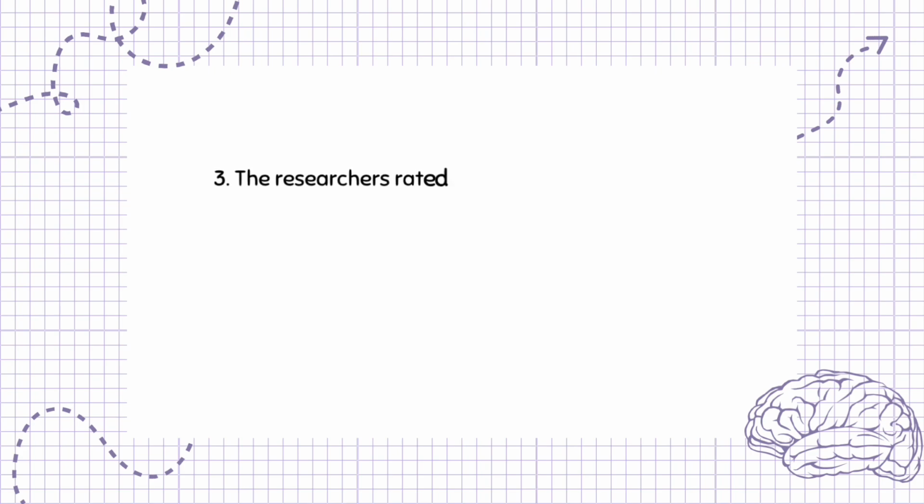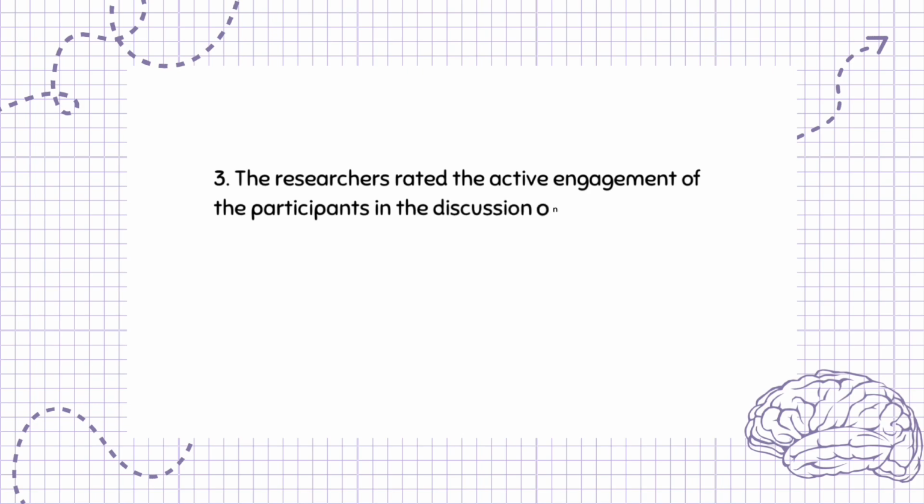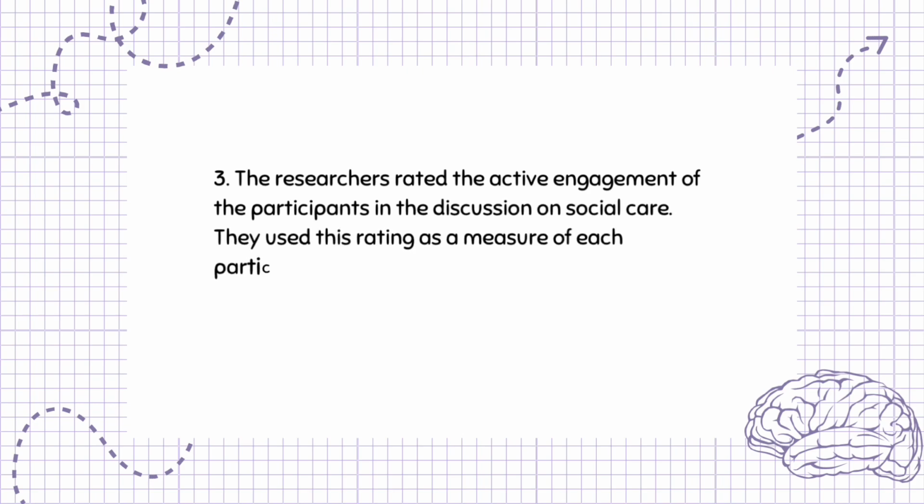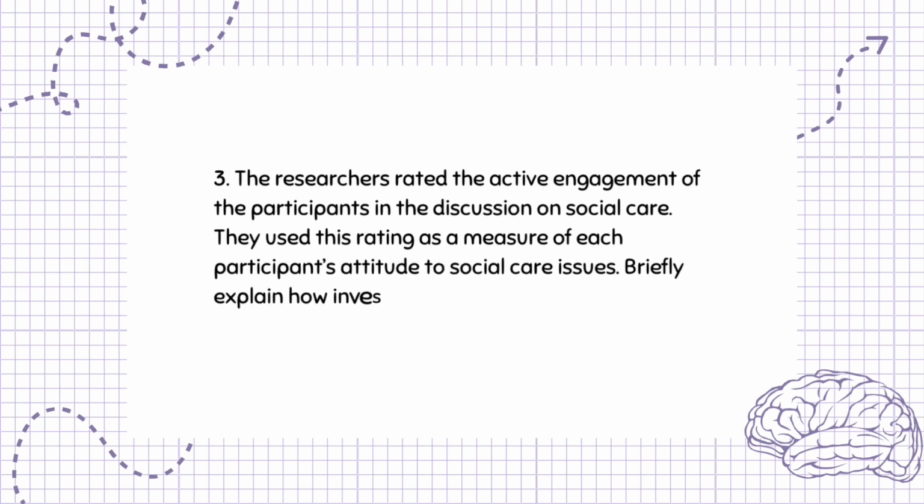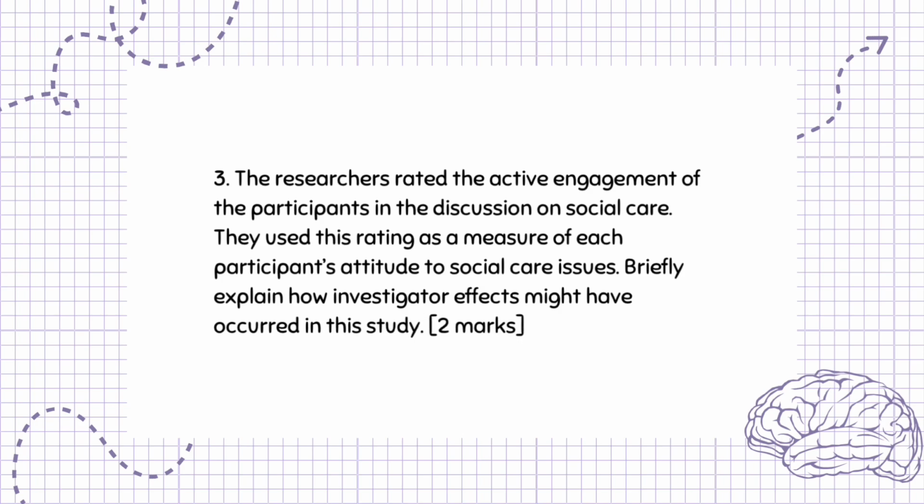Question 3. The researchers rated the active engagement of the participants in the discussion on social care. They used this rating as a measure of each participant's attitude to social care issues. Briefly explain how investigator effects might have occurred in this study. 2 marks.